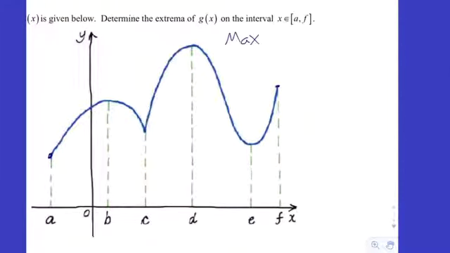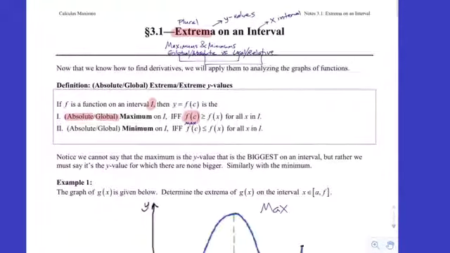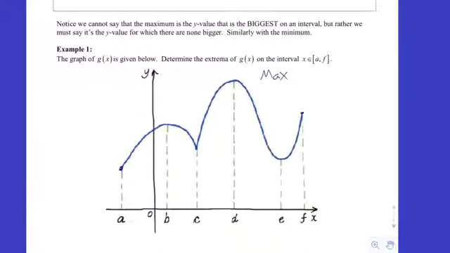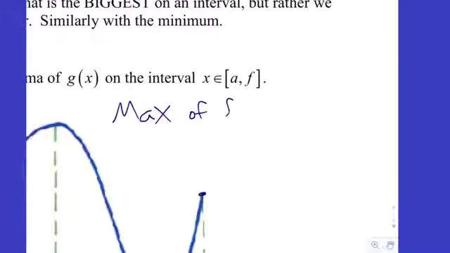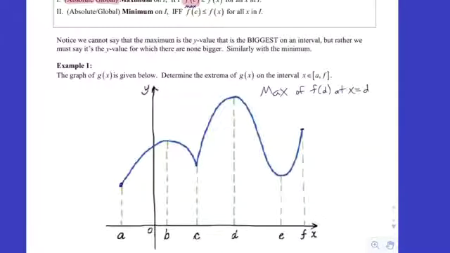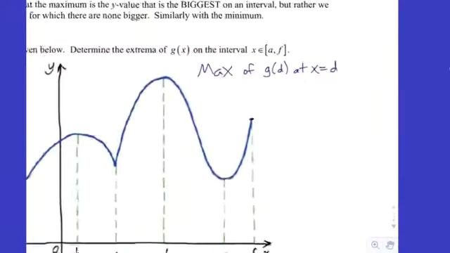D is the maximum? D is an x value. How can an x value be a maximum? I thought max and mins were y values. Very good. You got to be careful. The maximum, we'll say we have a max of f of d at x equals d. G of d, not f of d. Very good. Sometimes I trick myself. G of d at x equals d.